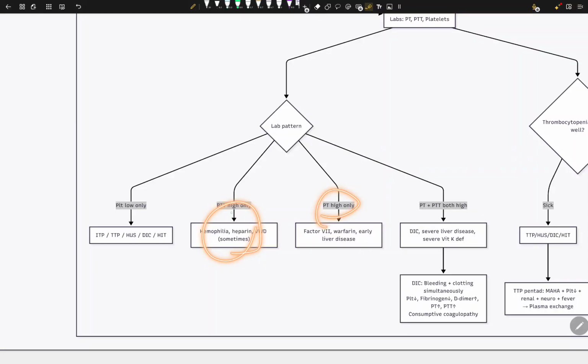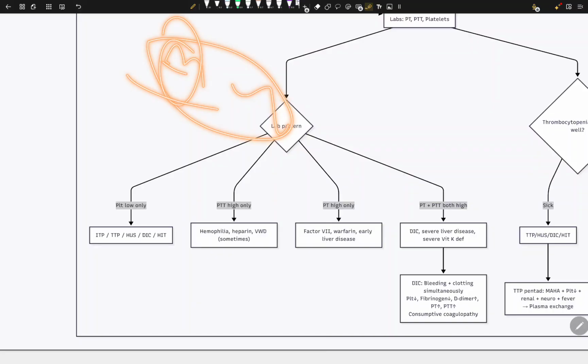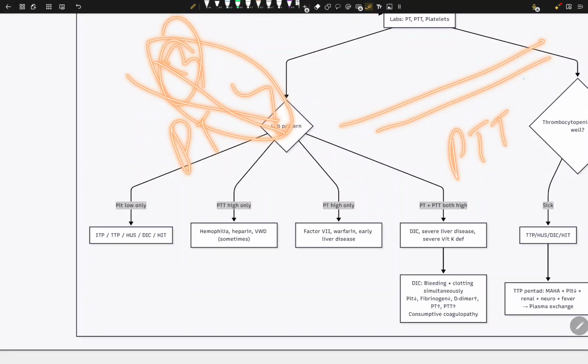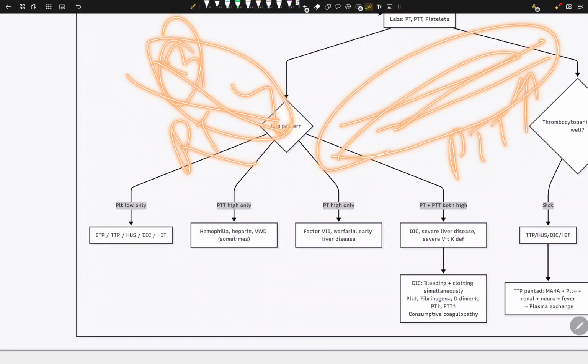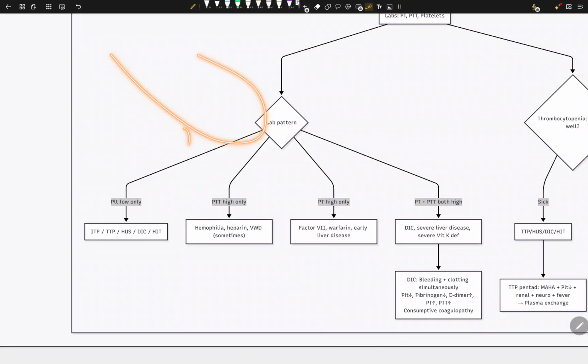PT is high. What is PTT? PTT is the long pathway: 12, 11, 9, 8, 10. That is the common starting. 10, 5, 2, 1, I just remember it. 3, 7, that's the extrinsic. That's tissue factor. That's the fast one. That's slow, that's the relay. That's very fast, so that is PT. That is PTT. So if PTT goes up, it means intrinsic is messed up. If PT is messed up, it means extrinsic is messed up.